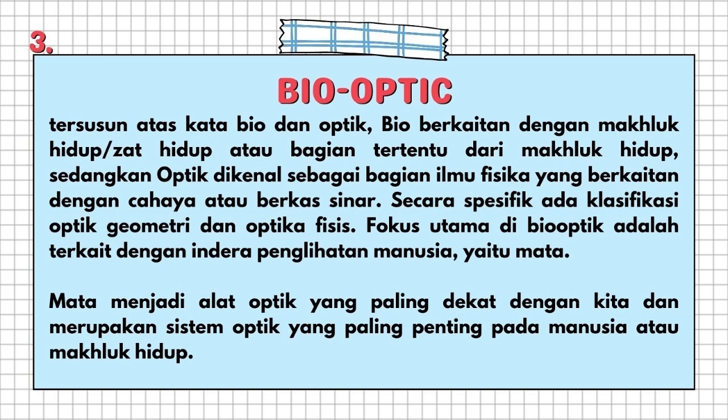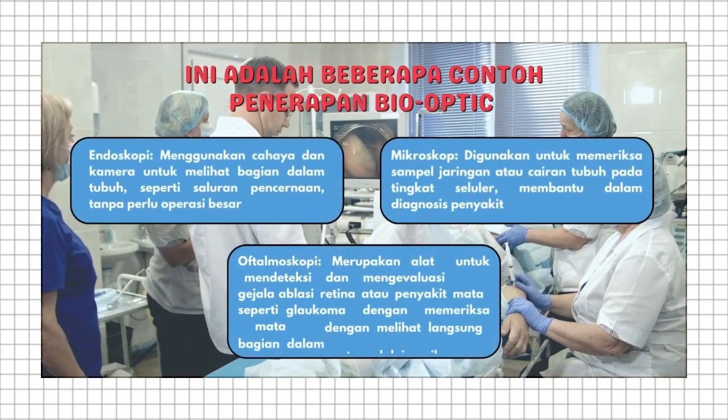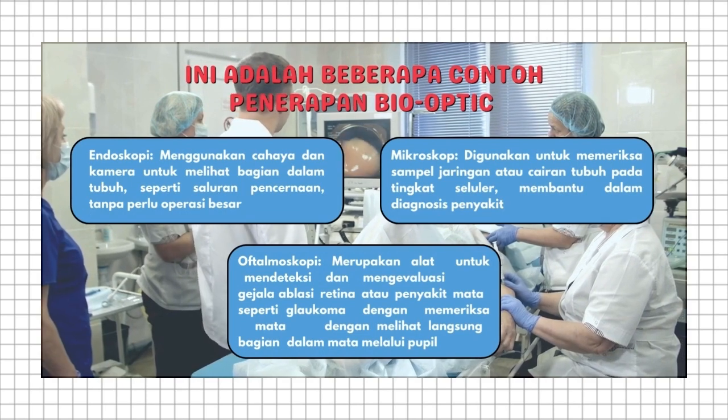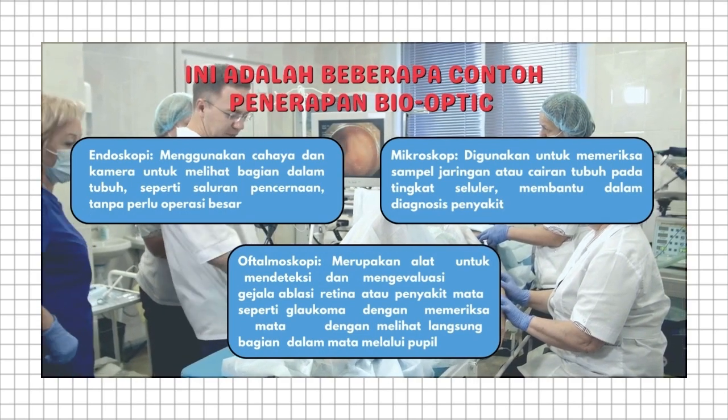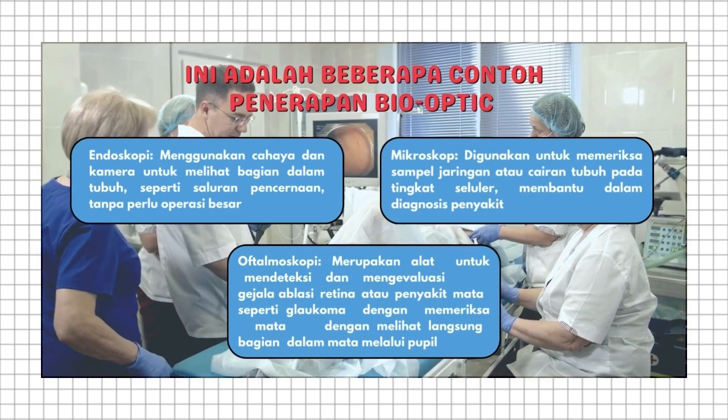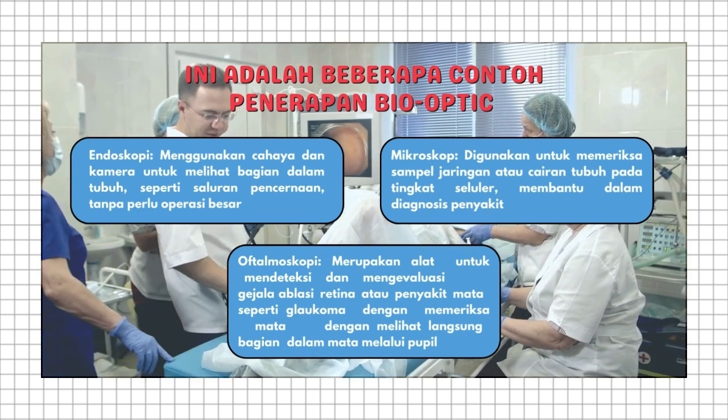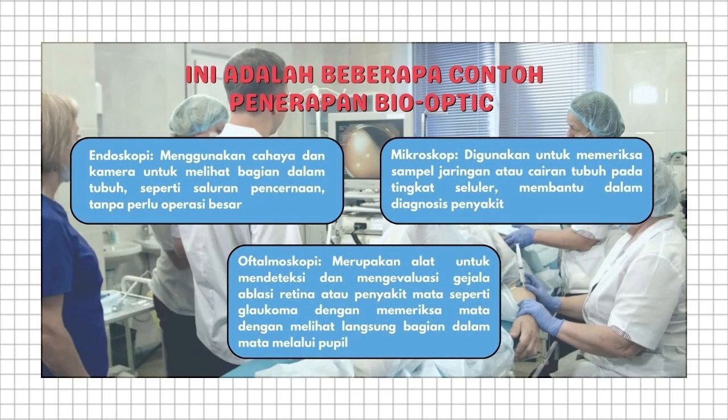Mata menjadi alat optik yang paling dekat dengan kita dan merupakan sistem optik yang paling penting pada manusia atau makhluk hidup. Ini adalah beberapa contoh penerapan biooptik. Pertama ada endoskopi, yaitu menggunakan cahaya dan kamera untuk melihat bagian dalam tubuh seperti saluran pencernaan tanpa perlu melakukan operasi besar. Yang kedua ada mikroskop, digunakan untuk memeriksa sampel jaringan atau cairan tubuh pada tingkat seluler, membantu dalam diagnosa penyakit.